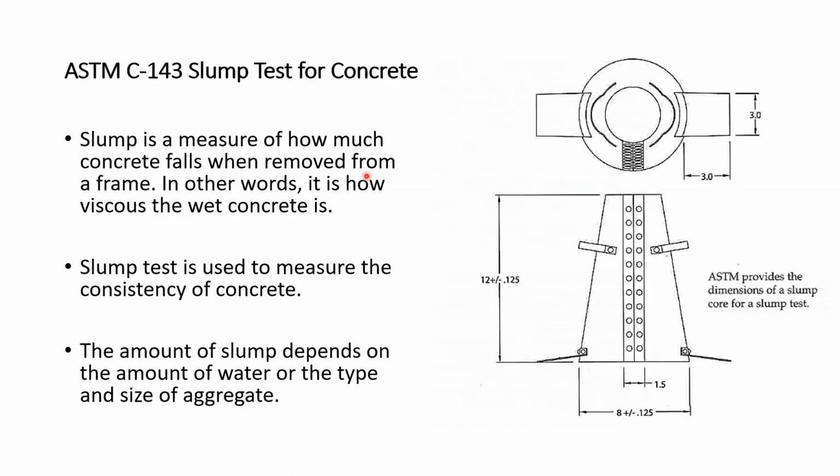Alright, so slump test. We're just measuring how much concrete falls when removed from a frame. In other words, it's just looking at how viscous the wet concrete is. It's going to stay, so you slump it up and see when it falls. So the slump test is used to measure the consistency of the concrete. If they are consistent, they won't fall fast. The amount of slump depends on the amount of water or the type and size of the aggregates.